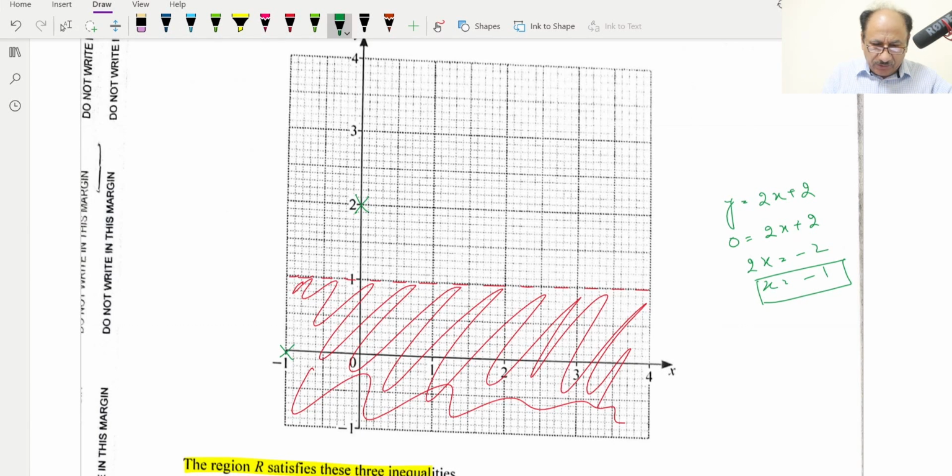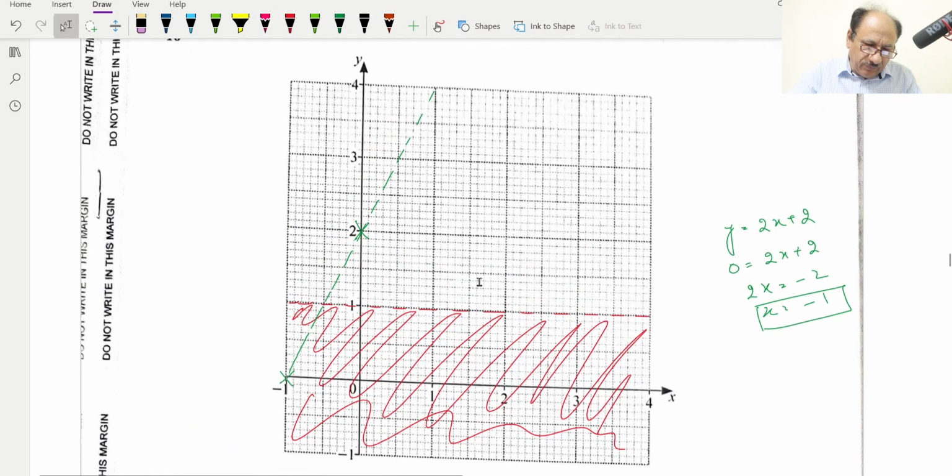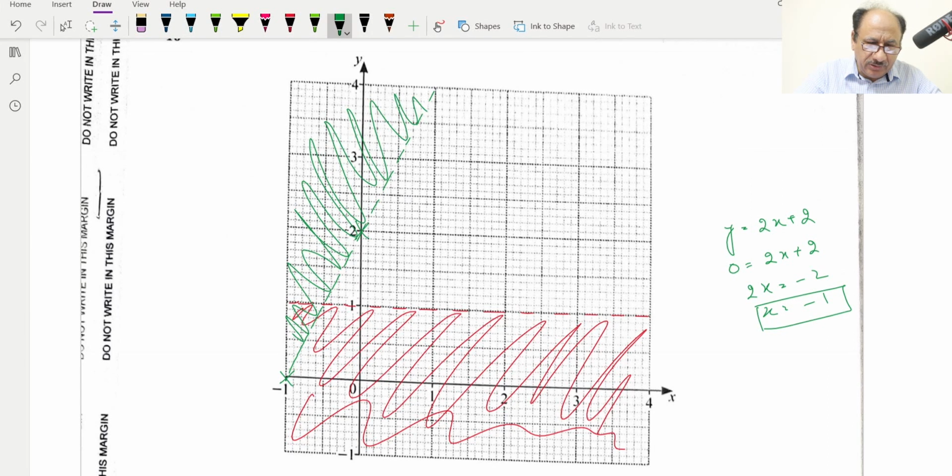So this will be the second point, and we can draw this line, and this line will not be a solid line, so we have to draw the broken line, and this will be a broken line. And less than is required, so for greater than, we can put a scale over here and we can shade the unwanted region, and this is all unwanted region.